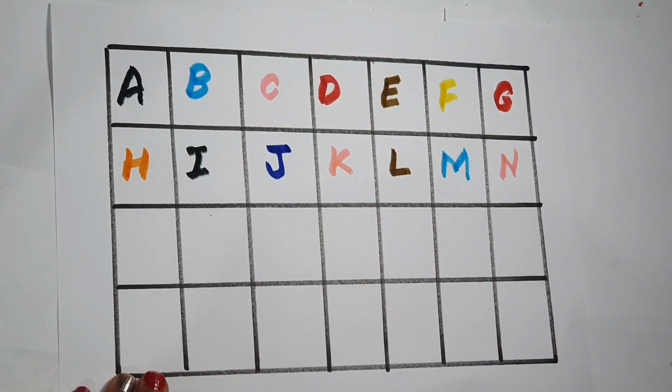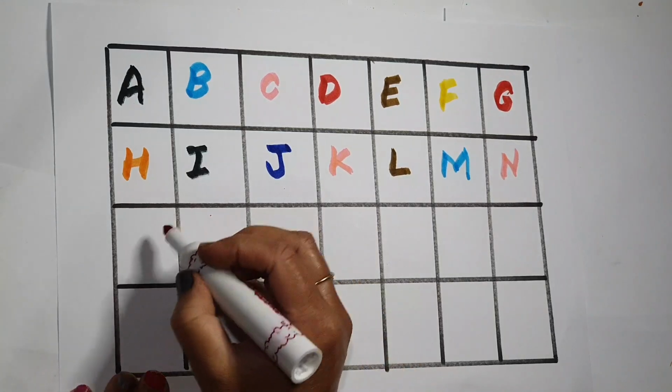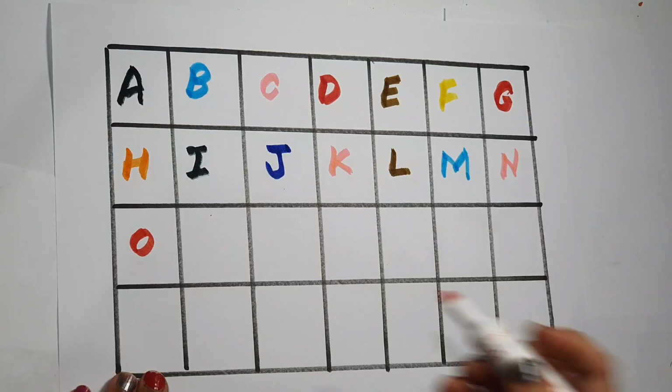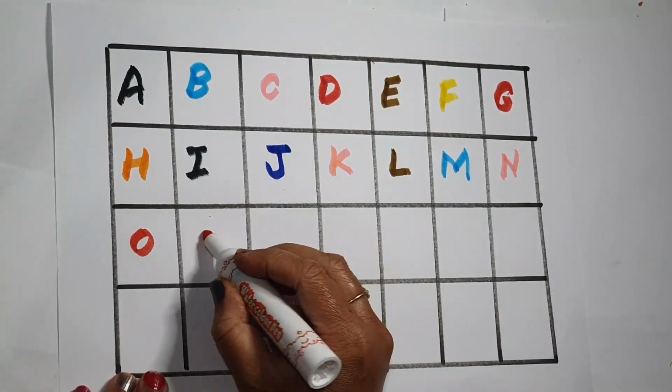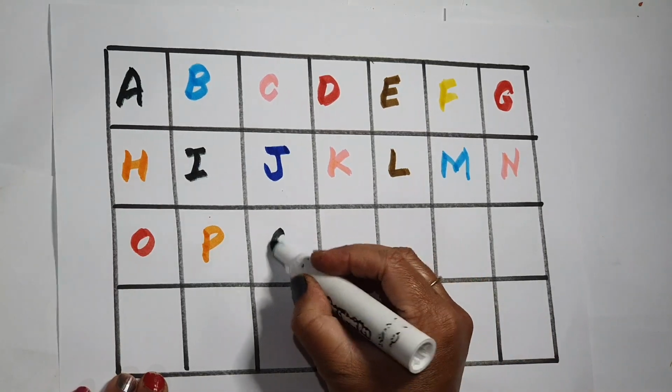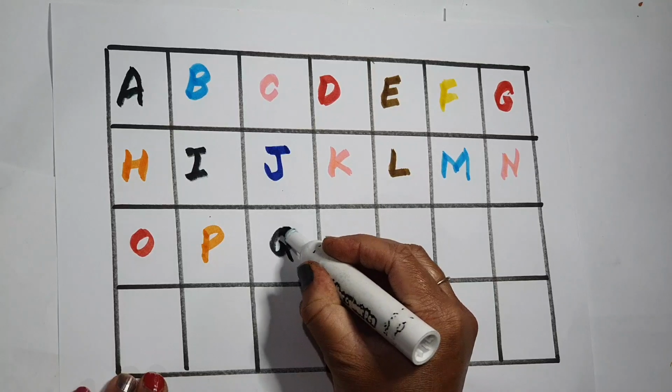N. N for nose. O. O for owl. P. P for piano. Q. Q for queen.